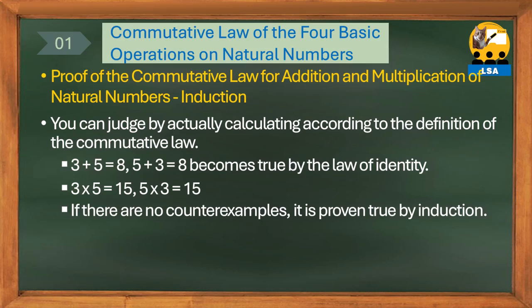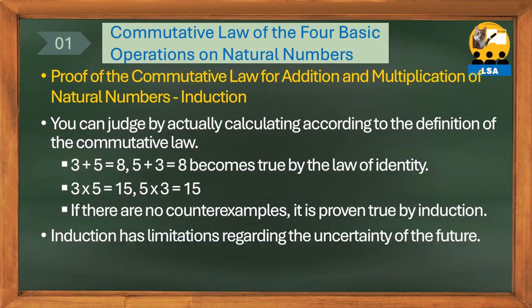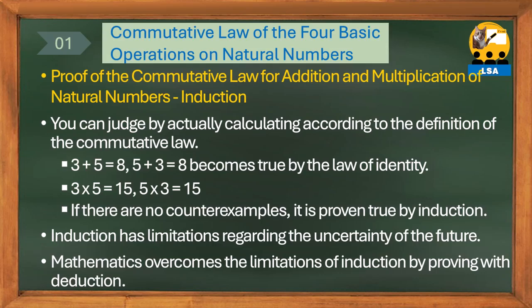Even if proven by induction, induction has limitations regarding the uncertainty of the future, so there is something lacking in mathematics, which requires strict proof. Therefore, we understood in the previous time that the principle is to overcome the limitations of induction and prove all mathematical propositions by deduction. As mathematics, which is a 100% abstract discipline, becomes true only when it is within a deductive structure, it is proven by deduction.